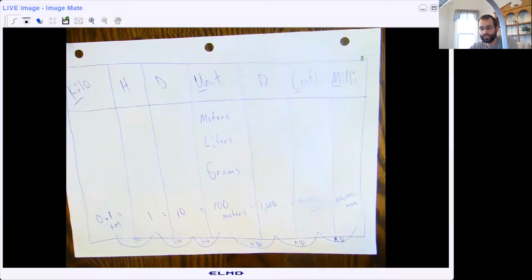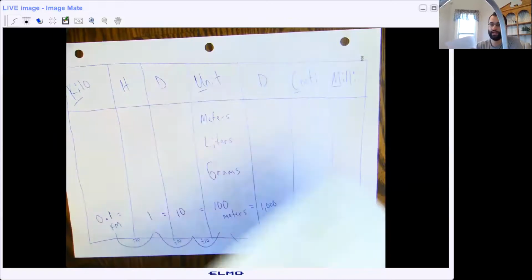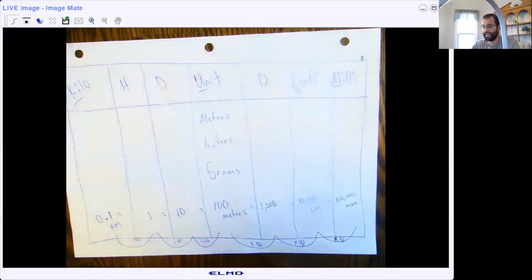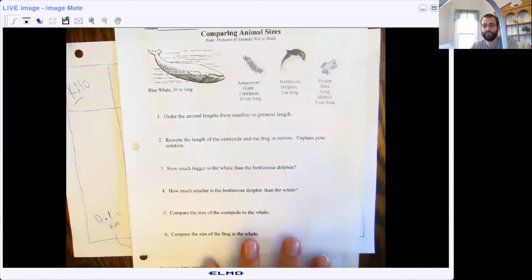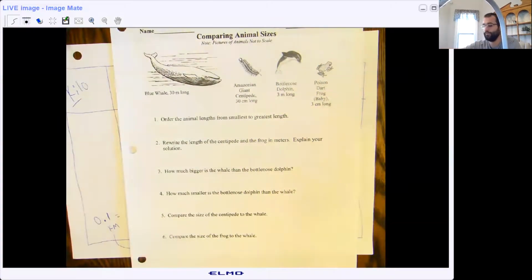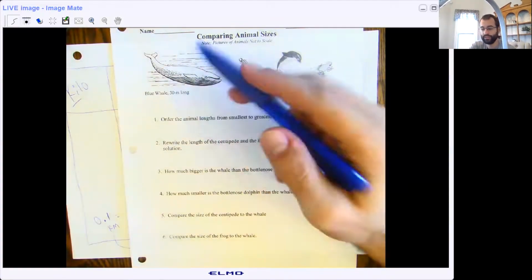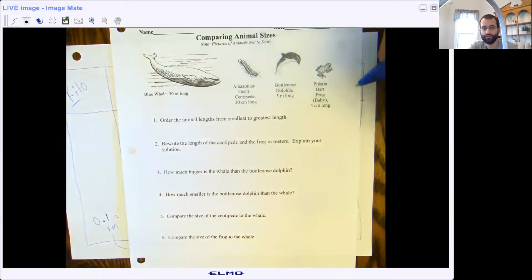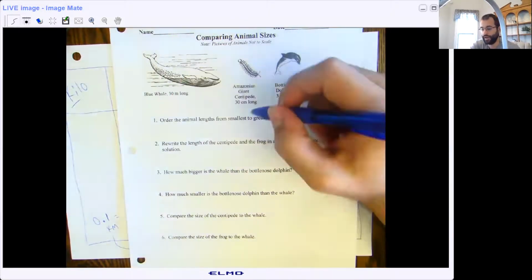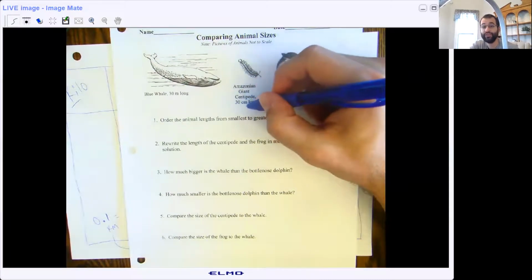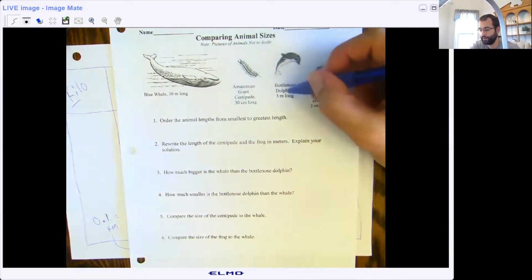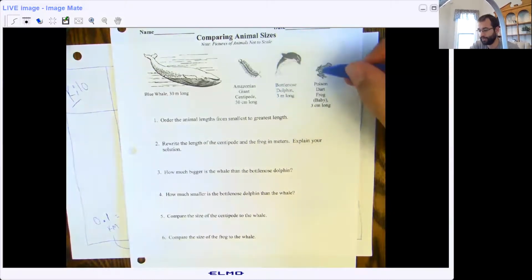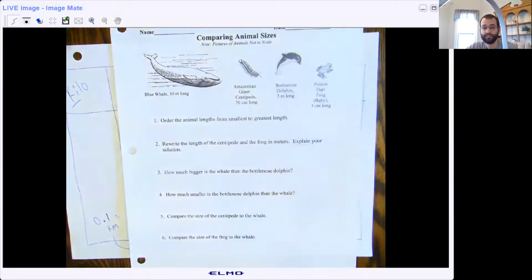Look at this carefully, because today we are going to be comparing some animal sizes. You're going to look at this sheet right here and compare these. You've got a blue whale that is 30 meters long. That's what the M stands for. You've got a centipede 30 centimeters, a bottlenose dolphin 3 meters, and a poison dart frog 3 centimeters. You're going to have to convert these measurements to figure out what you notice about each one.